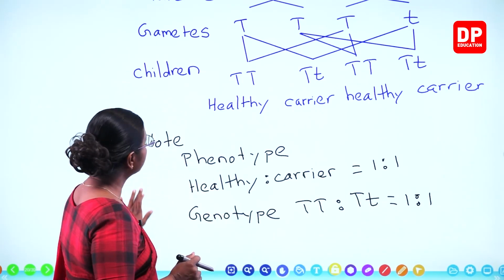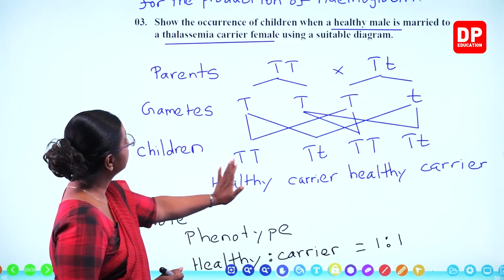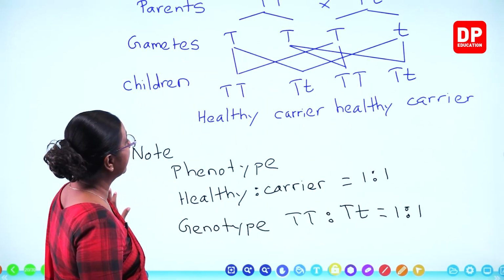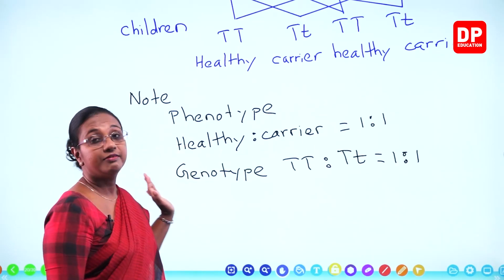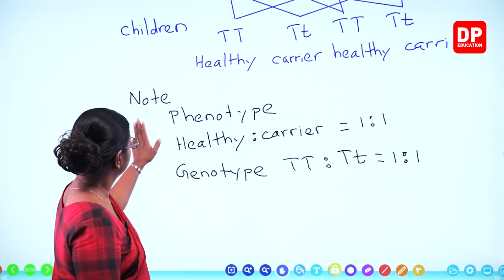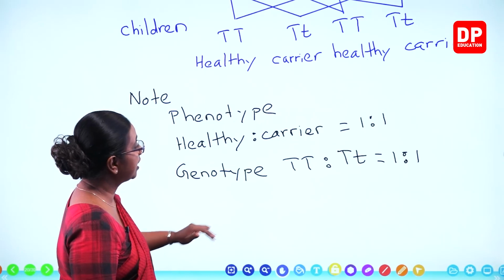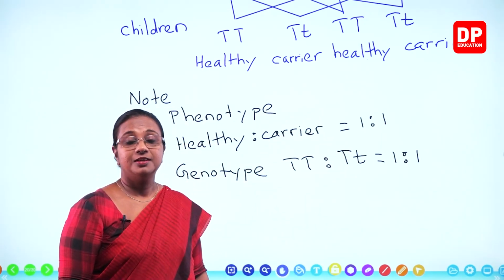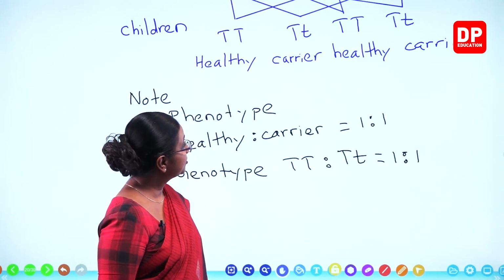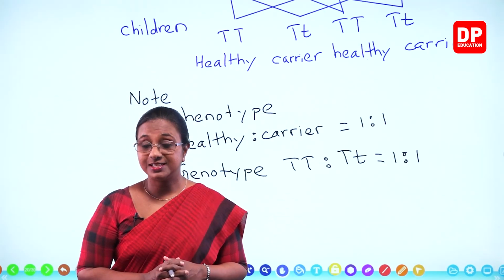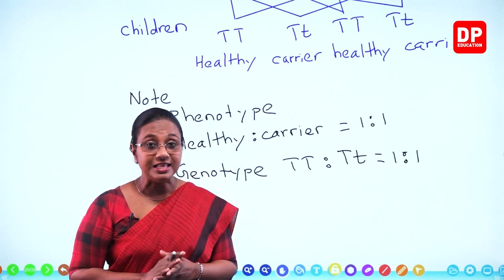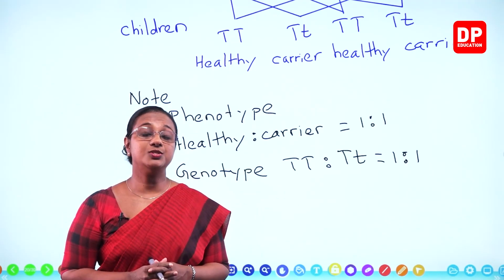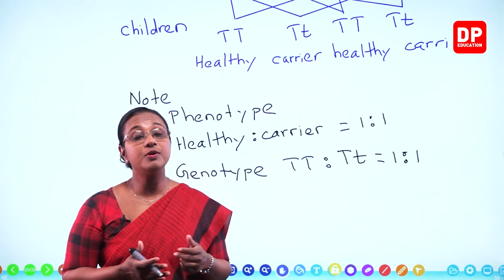So the question was to find the occurrence of children. That we have done here. But in addition to that, I have given you the ratio as well. So phenotype and genotype both are 1:1. I'm sure, students, you all also would have answered this correctly. With this, I'm going to end this chapter, and in the next chapter also, I'll be discussing some more extra questions with you all.